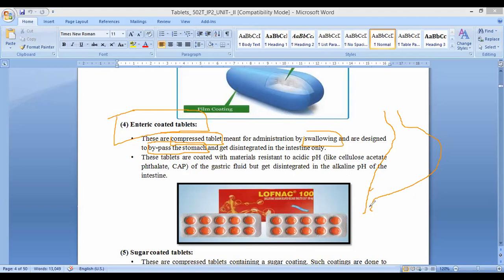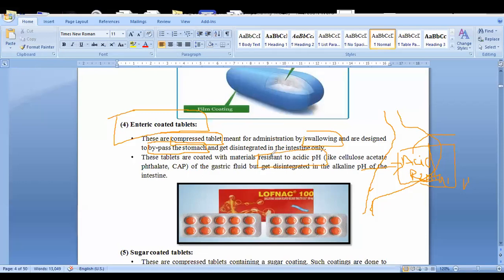Now suppose this is the stomach, so they are going to bypass it. Bypass means what? They have such a polymer present which is acid resistant. What are we going to do? We are going to apply a coat of a polymer which is acid resistant on the tablet. In our stomach, what is present? Acid is present. Everyone agree with this? Now these tablets are coated with materials which are resistant to the acidic pH.